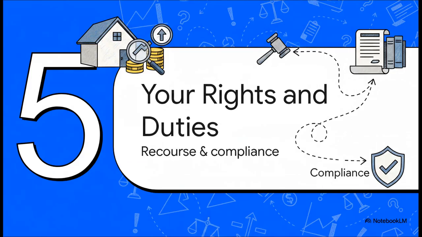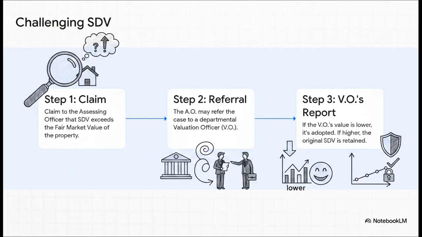Okay, so let's say you're stuck in scenario B, and you're thinking, wait a minute, this stamp duty value is way too high. My property isn't worth that much. The good news is you're not just stuck. The law gives you a formal way to fight back. So here's the process. First, you have to formally dispute the valuation with your assessing officer. If the AO agrees, they can refer your case to a departmental valuation officer, or VO.